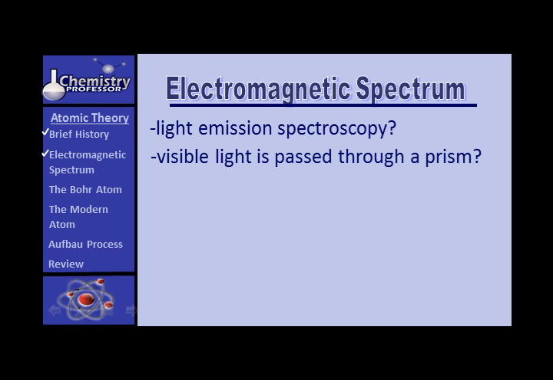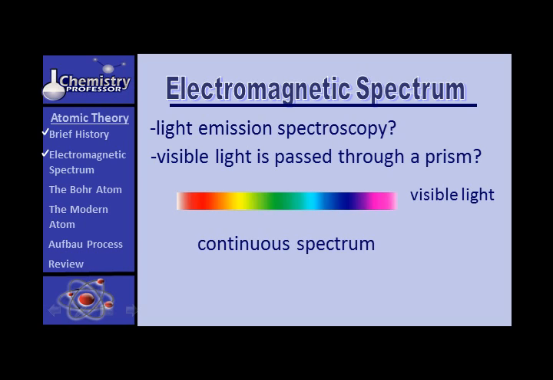For example, what happens when visible light passes through a prism? Think about a beam of sunlight passing through droplets of water. You get the rainbow. And here it is. This is a spectrum from visible light. This is called a continuous spectrum. You can see all of the bands of color coming one right after the other, merging into each other.